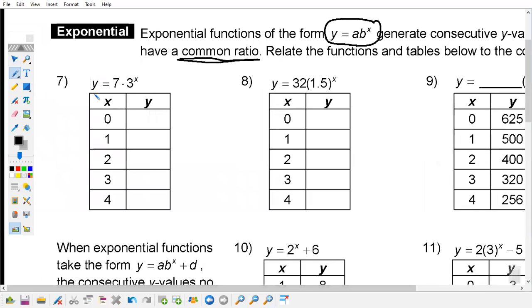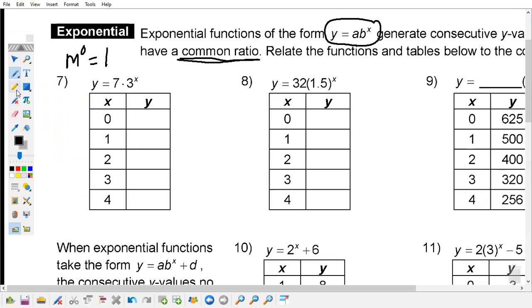So notice here that this is an exponential because x is the exponent. Remember that? Exponential means that x is the exponent. So if I have this function, y equals 7 times 3 to the x, and I'm given x values, all I'm doing is plugging in to get my y value. Make sense? So I'm plugging in 0. One thing we need to remember is the 0 rule. Anything to the 0 power equals what? 1. Anything to the 0 power is 1.